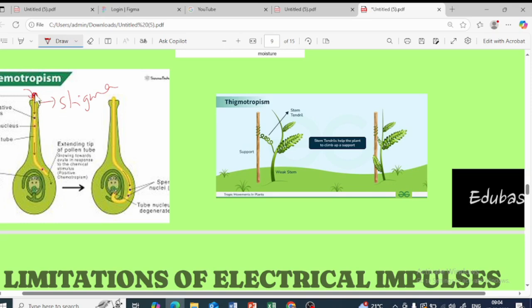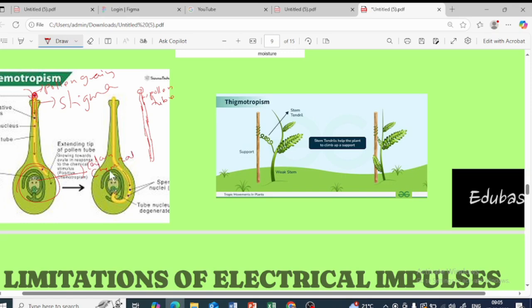Now this pollen grain, when it is going to settle in the stigma part, will develop a tube-like structure like this. Now this is called as what? Pollen tube. Now this pollen tube grows towards where? Towards the ovary part, ovule part of it. So it grows towards the ovule, because this ovule has certain chemical.